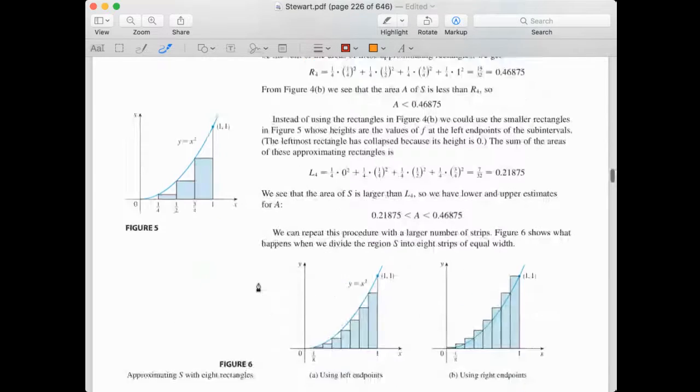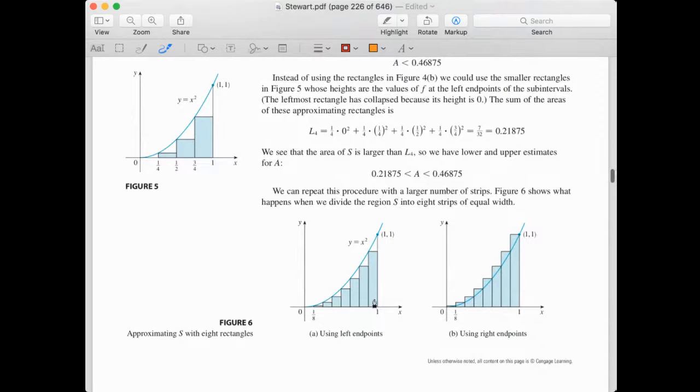So we can cut into more pieces, right? We can cut into n pieces. We can use the left point for the y value. We can use the right point for the y value. So we can choose different points to approximate. Some people even choose the middle point to approximate.